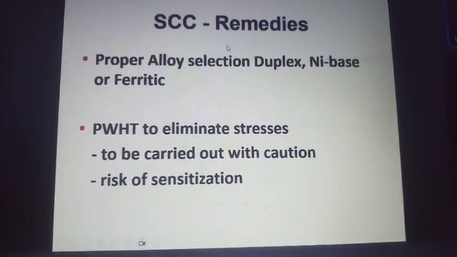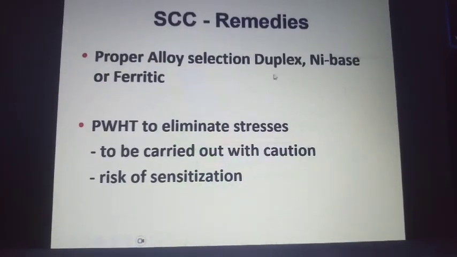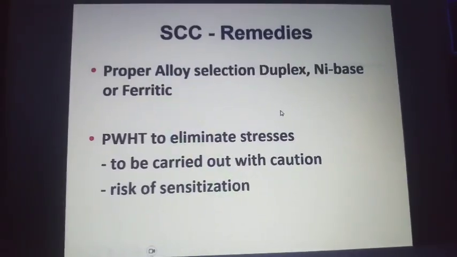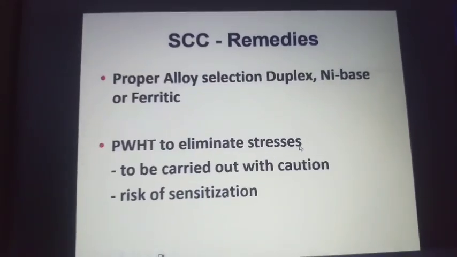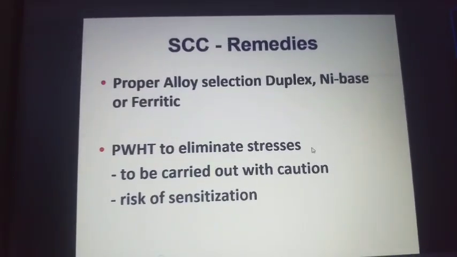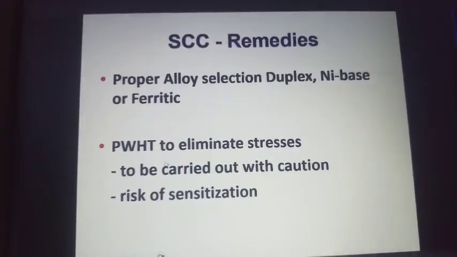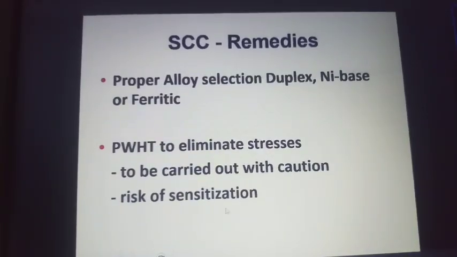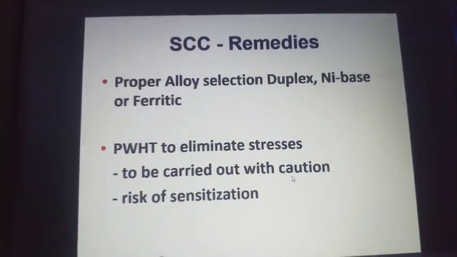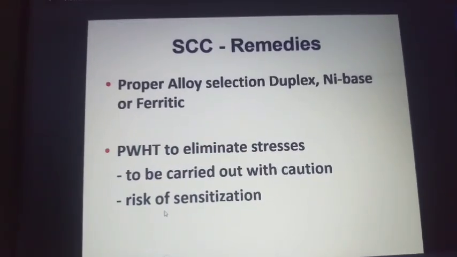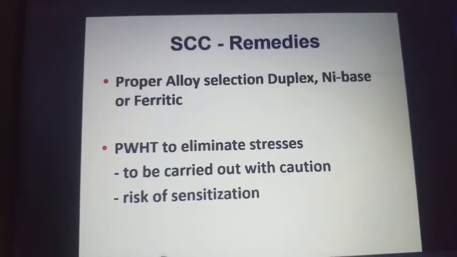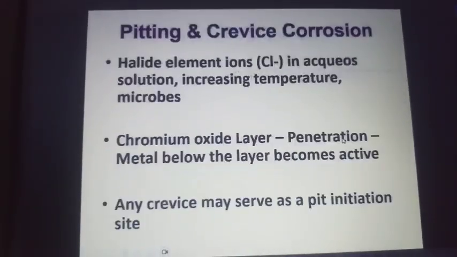So SCC remedies: proper alloy selection, that is duplex, nickel base or ferritic, based on the level of chloride, temperature, etc. Now it is more well established that we can select a proper material. PWHT to eliminate stress, but this is seldom carried out in SS because it results in sensitization. So generally PWHT is not carried out. This is just written for a theoretical purpose, but this is not applicable. We have to overcome SCC with proper alloy selection.